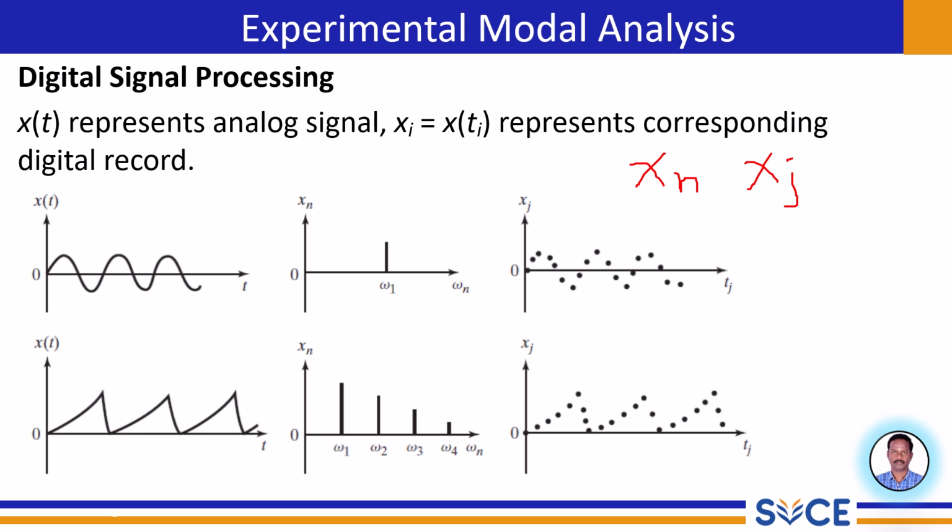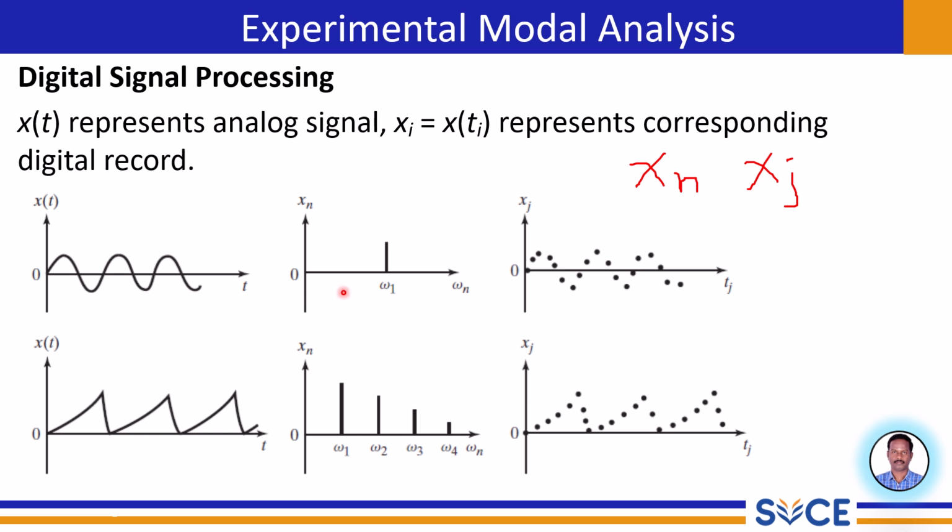Let's look at the top row first. On the left, we see a simple analog signal x of t, which appears to be a sinusoidal wave. This represents a continuous vibration over a period of time.